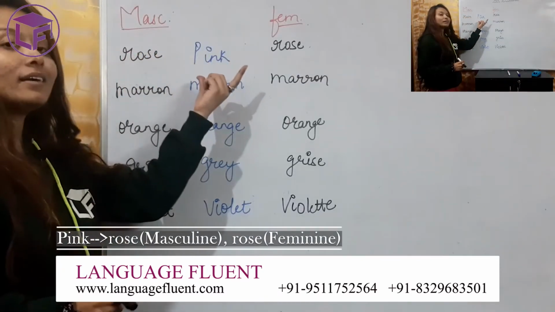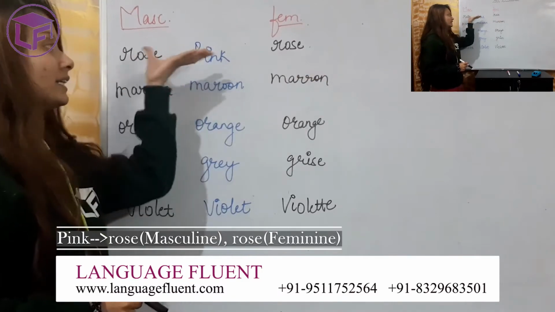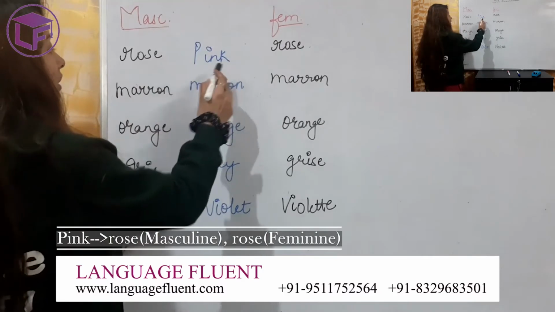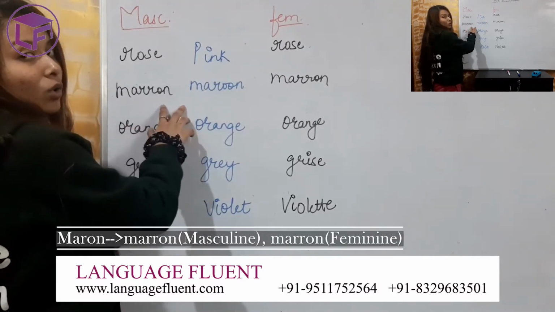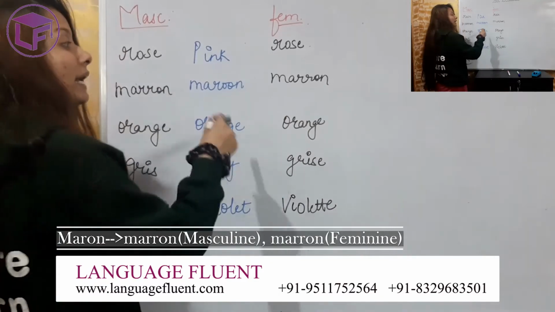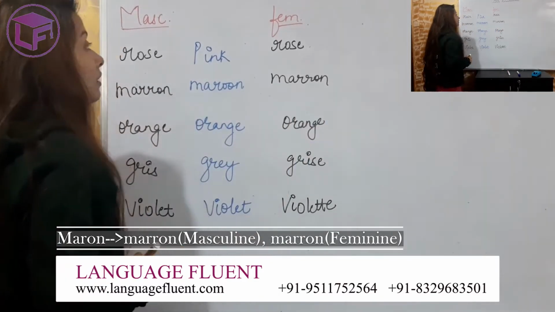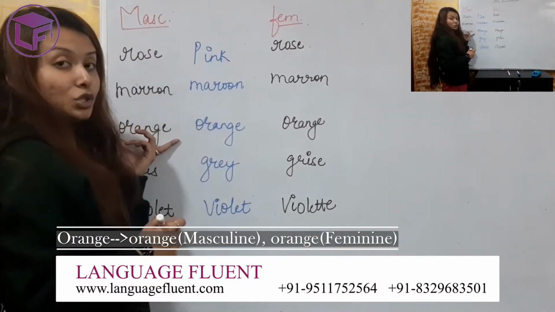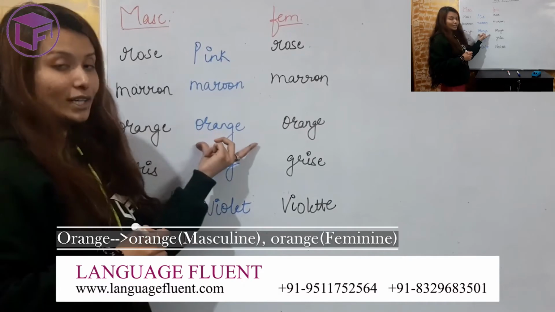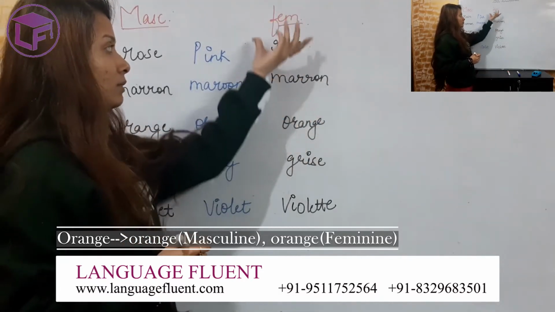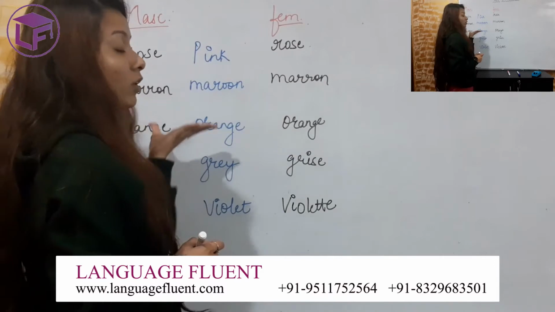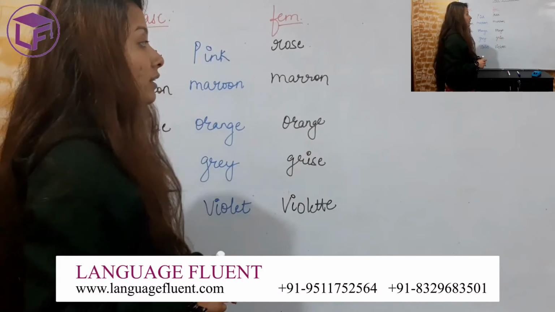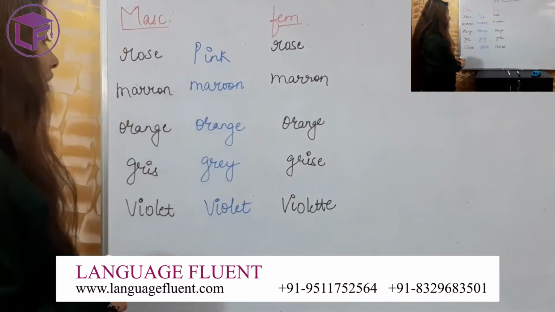Rose, that is pink. Rose, it is the same in feminine form as well. Rose and rose, that is pink color. Marron, that is maroon color, and it is also similar in the feminine case, that is marron. Orange is orange color, and it is similar in feminine as well. All three of them are similar in masculine and feminine.